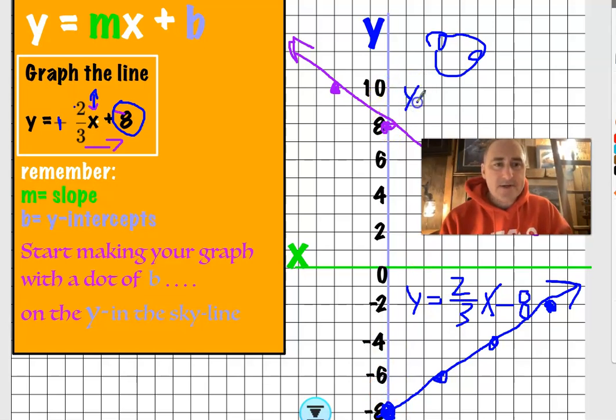where this one was the original. y equals negative. I should change colors here. y equals negative 2 over 3x. And do you remember what the b was on this one? That's right. b is on the y in the skyline. b is positive 8, so I'm going to write plus 8.